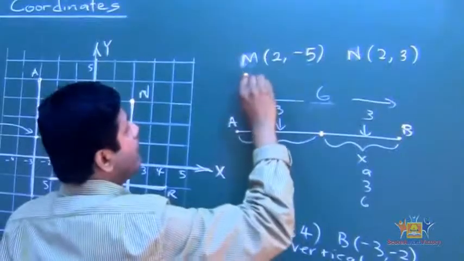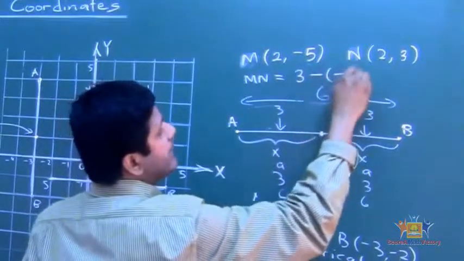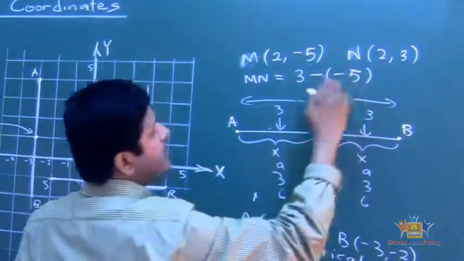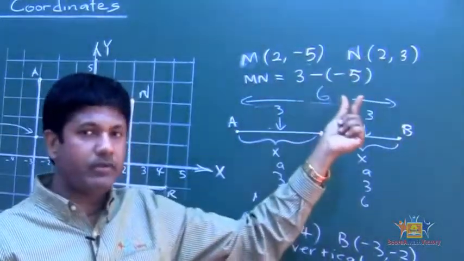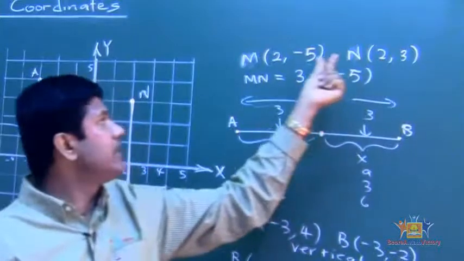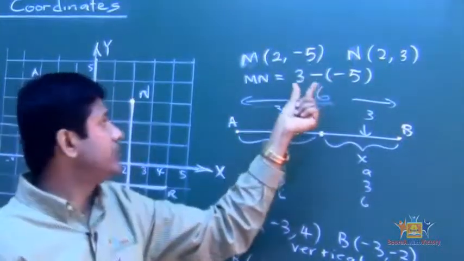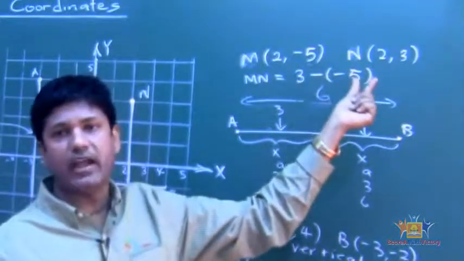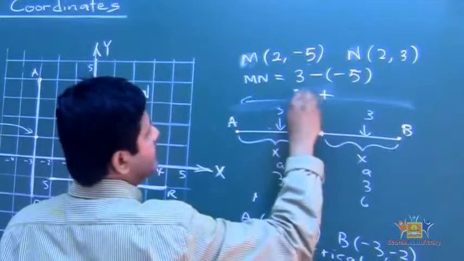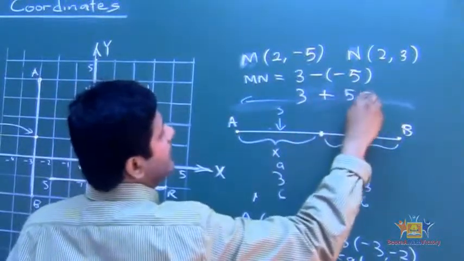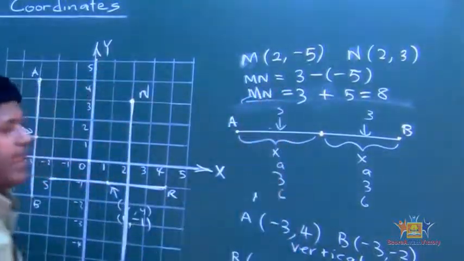So we know MN equals 3 minus negative 5. Why 3 minus negative 5? Because we're taking the difference between these 2 numbers. What did we always say from the previous lesson? You take the big number, subtract by the small number. 3 is bigger than negative 5. So that's why Mr. Beck put 3 minus negative 5. Negative negative is what? Positive. So 3 plus 5 is 8. So the distance of MN is 8.